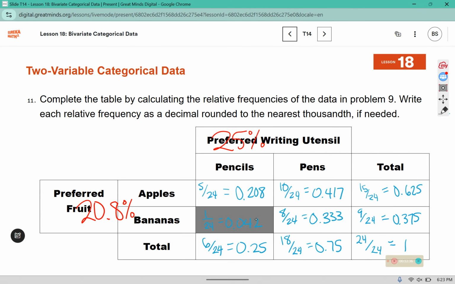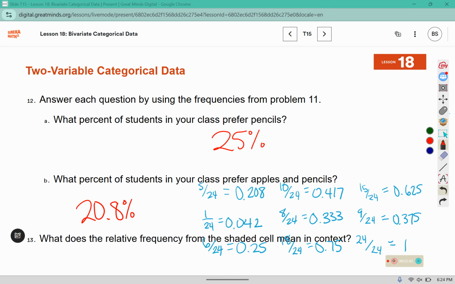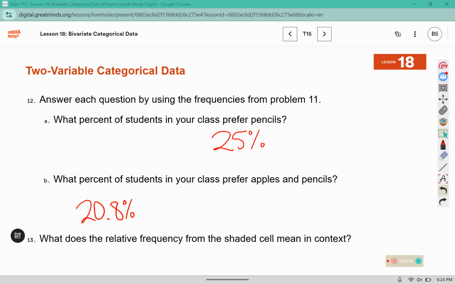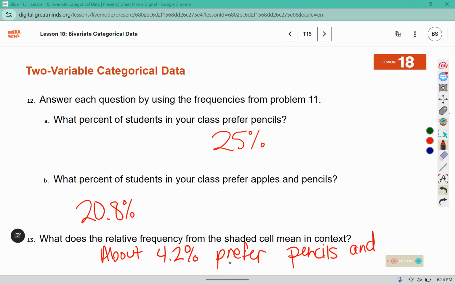What does the relative frequency from the shaded cell mean in context? That shaded cell is the people who prefer pencils and bananas. So about 4.2% prefer pencils and bananas. Pencils and bananas.